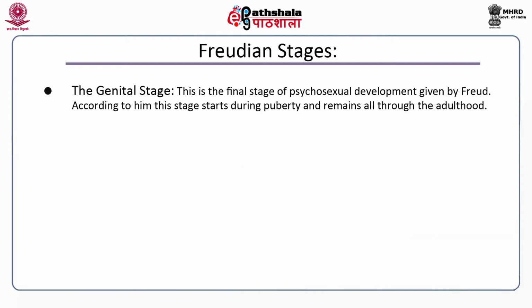Number 5, the genital stage. This is the final stage of psychosexual development given by Freud. According to him, this stage starts during puberty and remains all through adulthood. At this stage, strong sexual interests are developed in an individual towards the opposite sex. Self-gratification is not the reason to love others; rather, they are attracted for altruistic reasons.